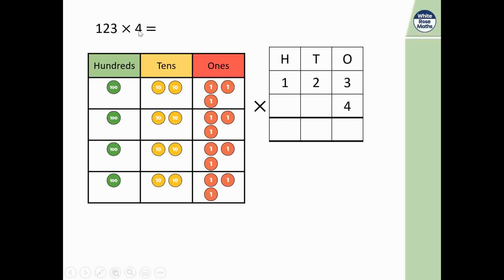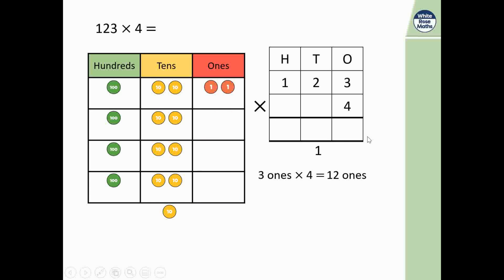So again, it's 123 times 4. 3 ones times 4 equals, well, we did this last time. What's 3 times 4? 12. Yeah, 12 ones. Again, they're going to shift up those 10. So we have 1 here, and they're going to put the 2 here.